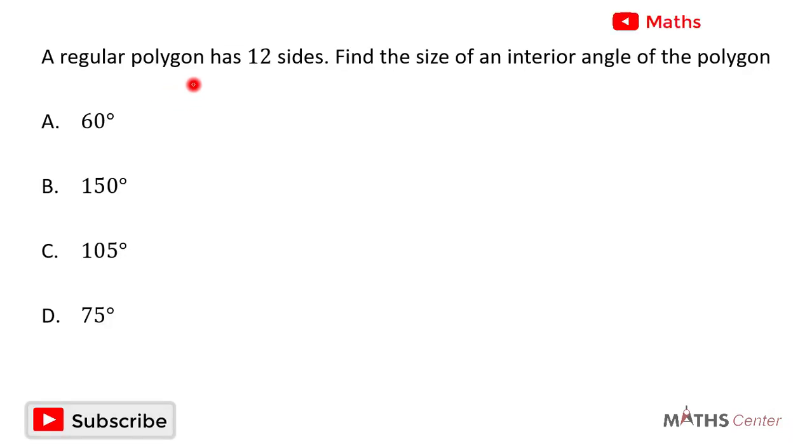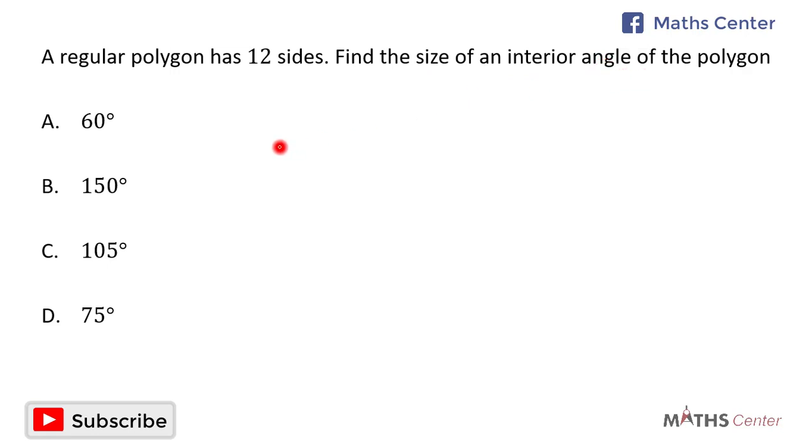A regular polygon has 12 sides. Find the size of an interior angle of the polygon. This is a multiple choice question, and so we will solve the question, and after that we will pick the correct option. The question tells us that there is a regular polygon that has 12 sides. We should use this information to find the size of an interior angle of the polygon.